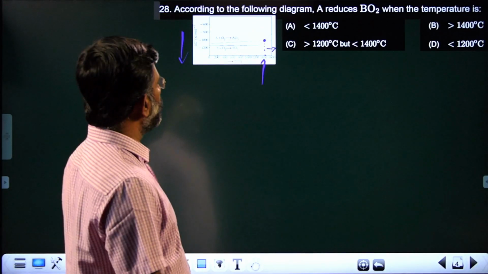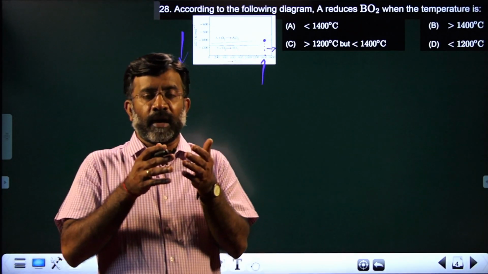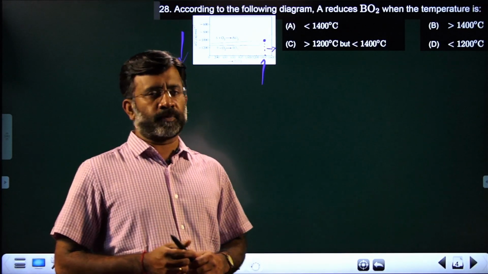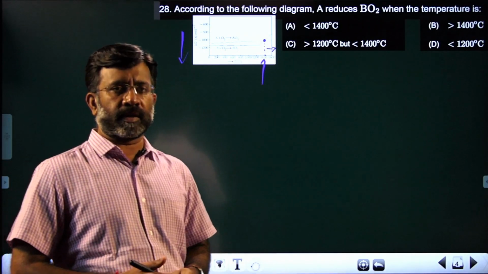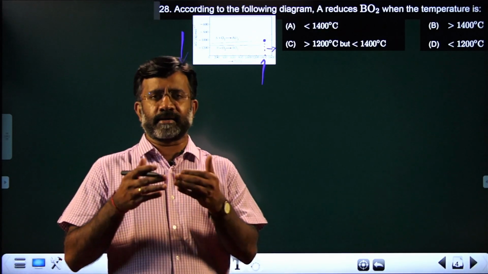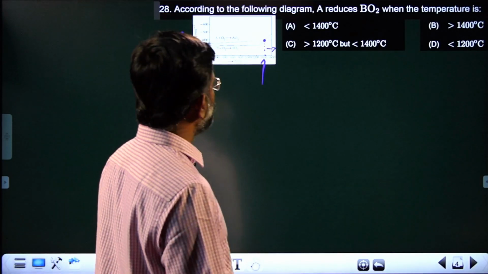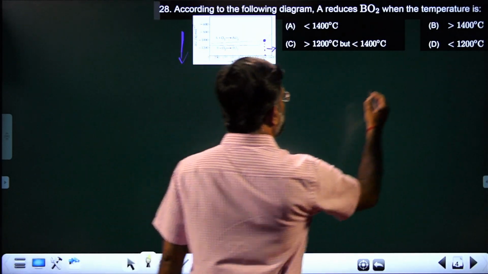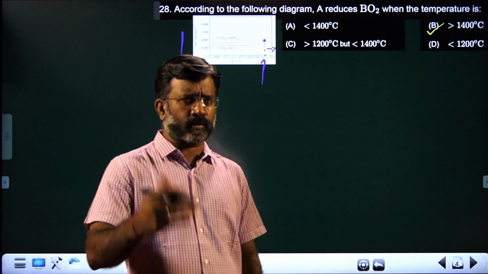So what we want is A reduces BO2. A reduces BO2 when the value for AO2 is more negative. And that is possible only when the temperature exceeds 1400 degrees Celsius. It is a textbook question only. Instead of the given elements there, it is given as A and B here. That's all. The answer is more than 1400 degrees Celsius. Correct answer option B. A textbook question only, a direct question.